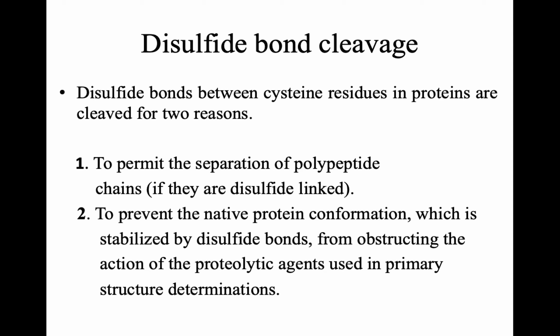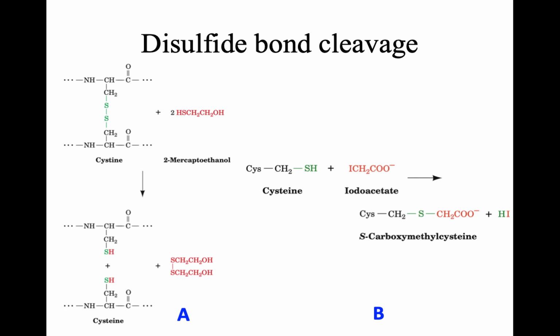And here it is going to obstruct the action of the proteolytic enzymes which are used in the further steps. For this purpose, the disulfide bonds which are connecting the different subunits or polypeptide chains have to be cleaved. By doing so, we are going to separate the polypeptide chains. And here is how we are going to cleave the disulfide bonds.